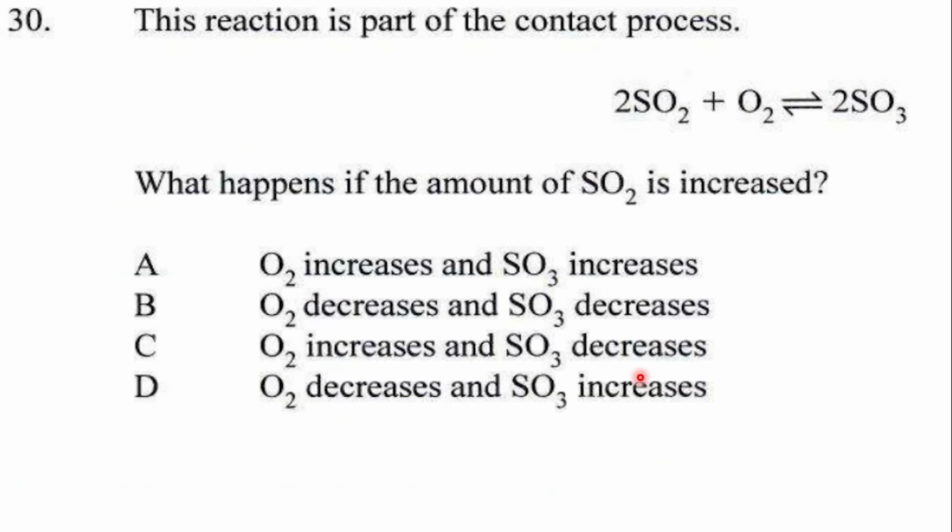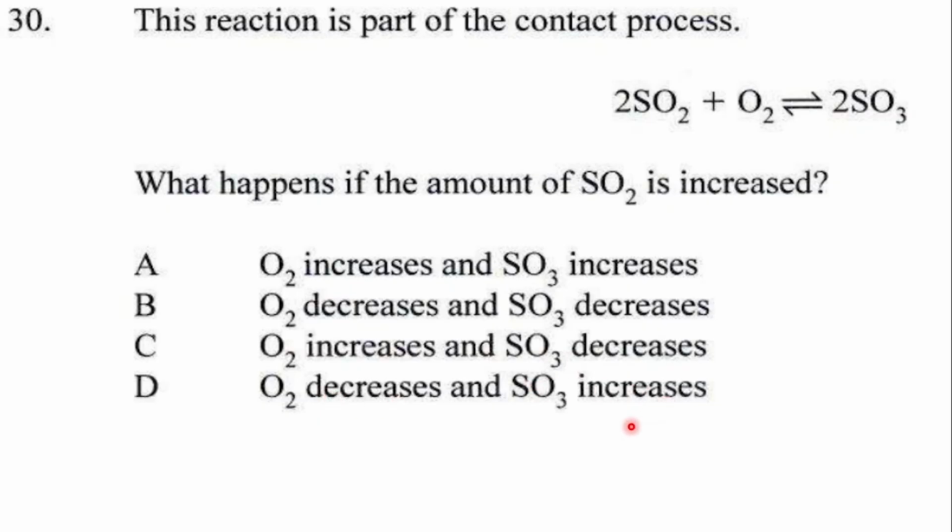Let's move on to question number 30, and it says this reaction is part of the contact process. So we have 2 SO2 plus O2, and then we have 2 SO3. What happens if the amount of SO2 is increased? So that means that we are increasing this, right? What happens if this amount increases? Well, O2 increases and SO3 increases. O2 decreases and SO3 decreases. O2 increases and SO3 decreases, or O2 decreases and SO3 increases.